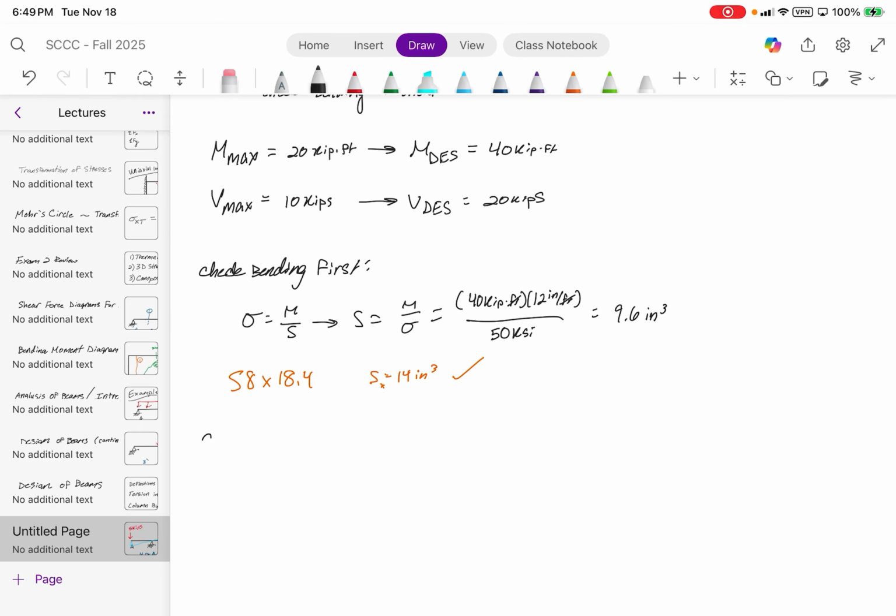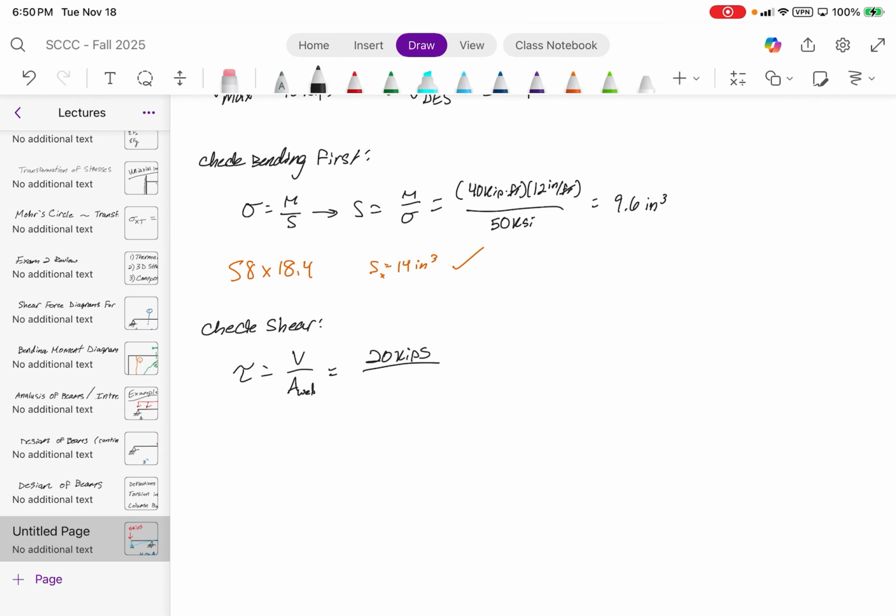All right, from here, check shear. We use the average web shear approach whenever we are dealing with beams with a flange or two flanges and a web, because we determined last lecture that by using the average web shear approach, we can approximate the maximum shear stress by ignoring the flange contribution. So we just use V over A web. The design shear force was 20 kips divided by the area of the web.